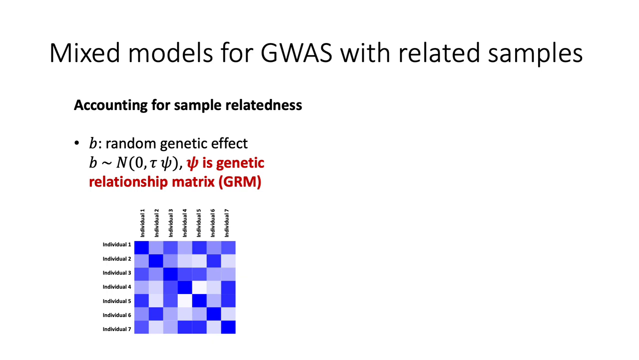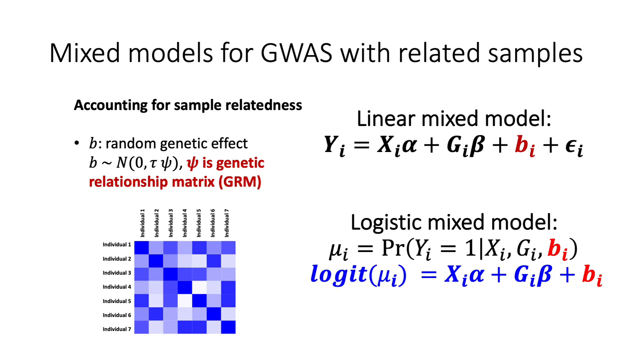Each off-diagonal element in GRM is corresponding to the relatedness coefficient of a sample pair, which can be estimated using the genetic data. In the linear and logistic mixed models, B, which is the random effect, is included to account for the sample relatedness through the GRM.